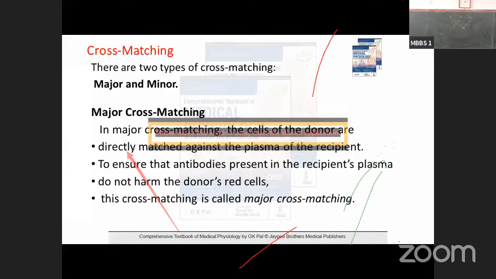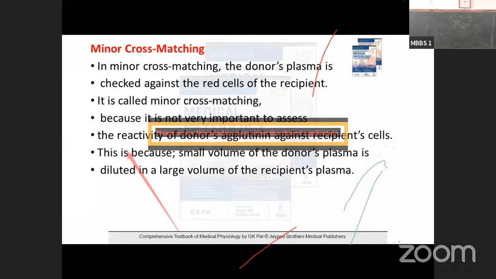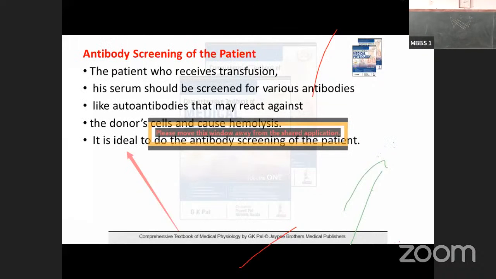Cross-matching is done before the blood transfusion: major cross-match and minor cross-match. In the major cross-match, donors' red blood cells are crossed with the recipient's plasma. It is called a major cross-match. In the minor cross-match, donors' plasma is matched with the recipient's RBCs. It is called a minor cross-match. Antibody screening tests are done before the transfusion.